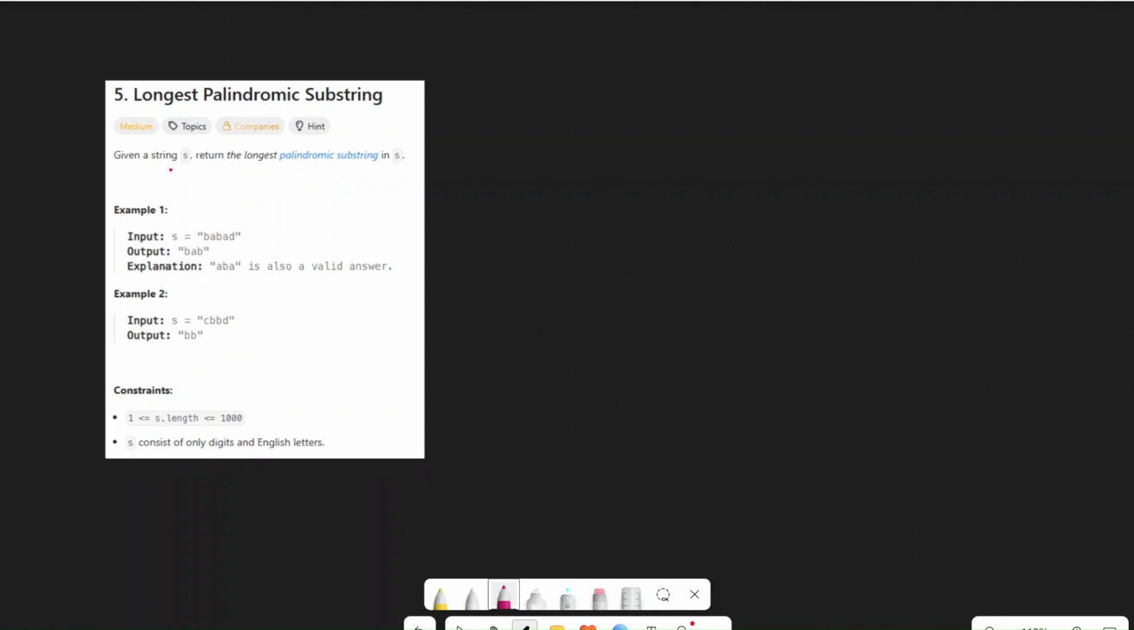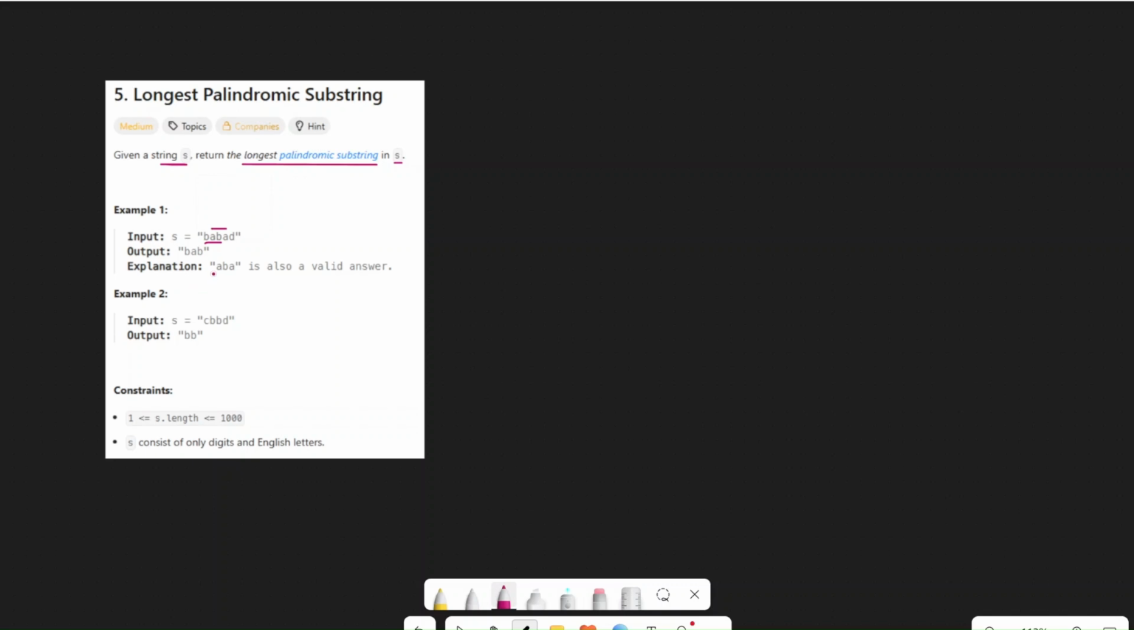So the problem states that we are given a string S and we need to find the longest palindromic substring in this S. So if we have BABAD, then the longest palindromic substring could be either BAB or ABA, and this is what we have to find.